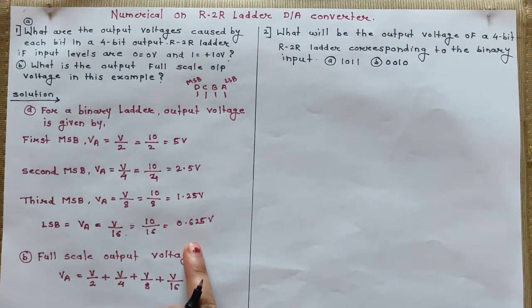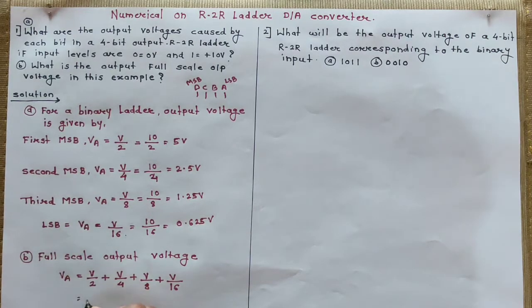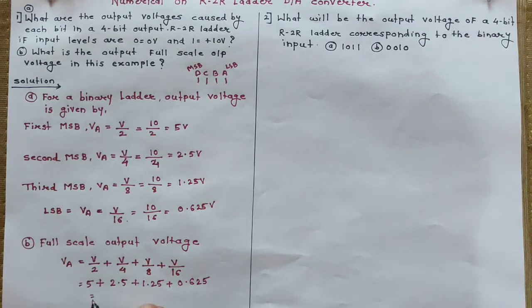Just now you guys find out. Let's put the values. V by 2 comes out to be 5, V by 4 comes out to be 2.5, V by 8 comes out to be 1.25, V by 16 is 0.625 as per this example. After performing the addition, it comes out to be plus 9.375 volt. So the full scale output voltage in this example comes out to be 9.375 volt. Hope you guys are clear with this first numerical.